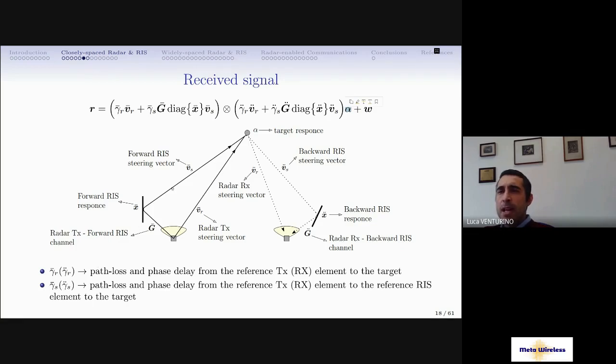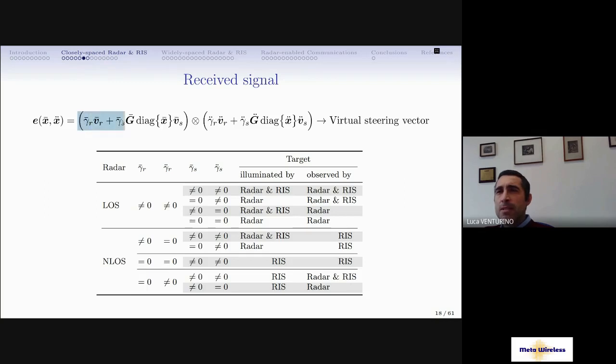So let me give you some more detail about this Kronecker product here. This Kronecker product can be regarded as a virtual steering vector. And depending on how we choose the coefficients gamma, we can have different configurations, as I show in this table here. Let me start with the case where no RIS is present. When there is no RIS at the transmit side, this term is not present. When there is no RIS at the receiver side, this term is not present, which means that the coefficients gammas are zero. So we are in this row of the table.